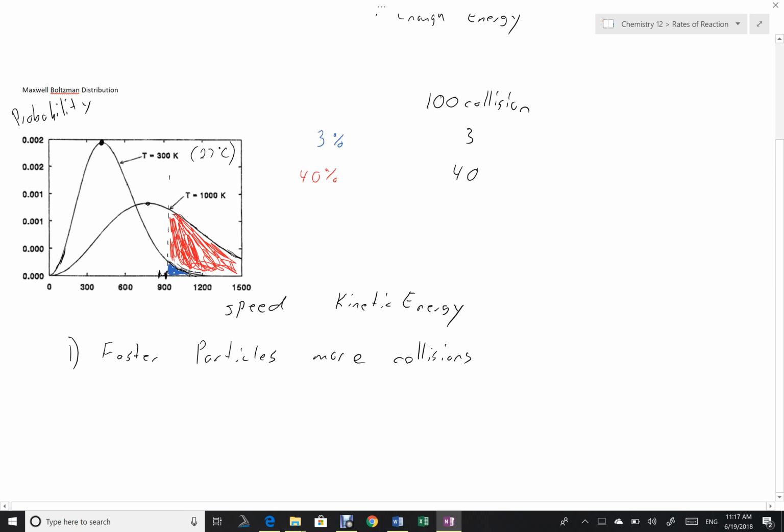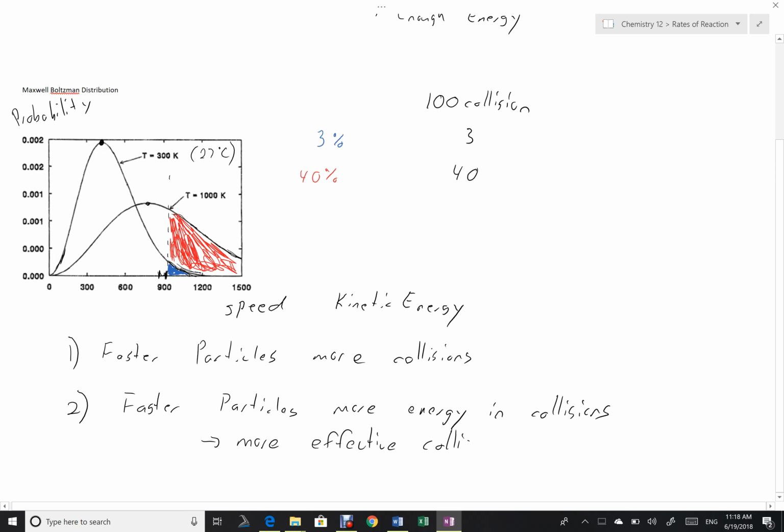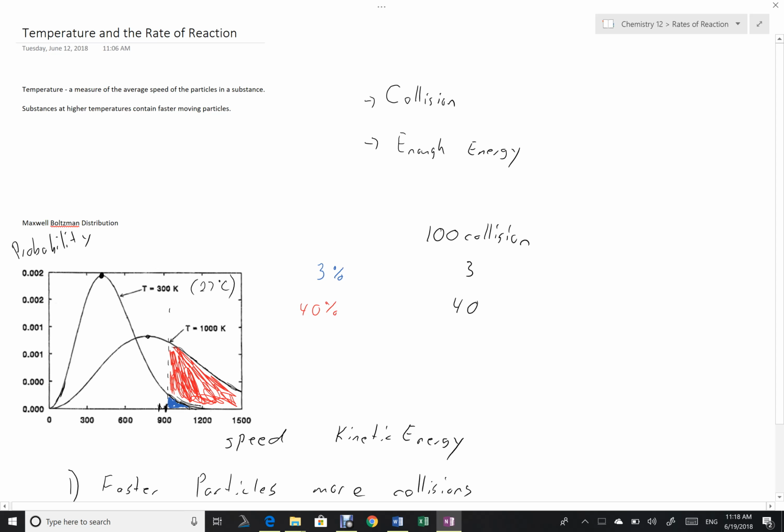So faster particles, more collisions, but also faster particles, more energy available in collisions. Means more effective collisions. So that is 2 ways in which increasing the temperature will increase the rate of reaction that we would observe for a chemical reaction.